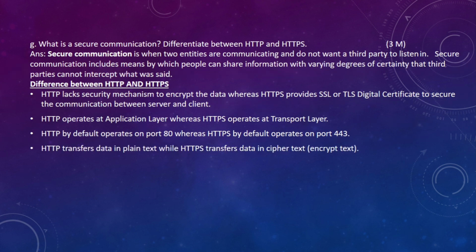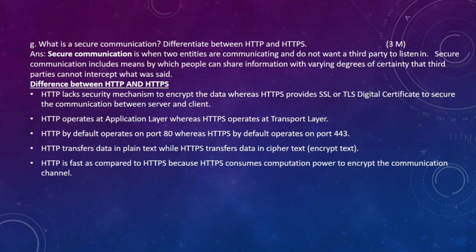HTTP transfers data in plain text, whereas HTTPS transfers data in ciphertext, that is the encrypted text. Now, because there is no encryption, HTTP is faster. Okay, and obviously HTTPS consumes some computation power because it has to encrypt and decrypt the communication, right? So it is a little bit slower.